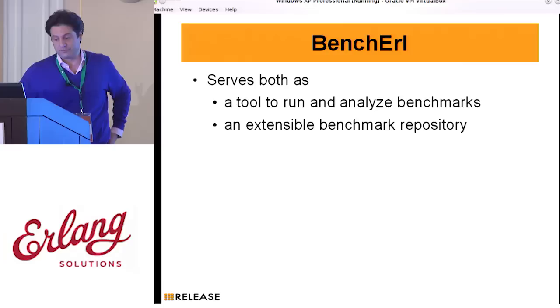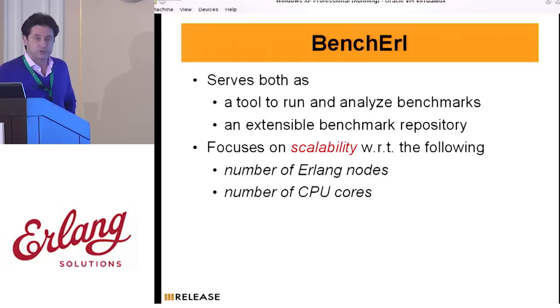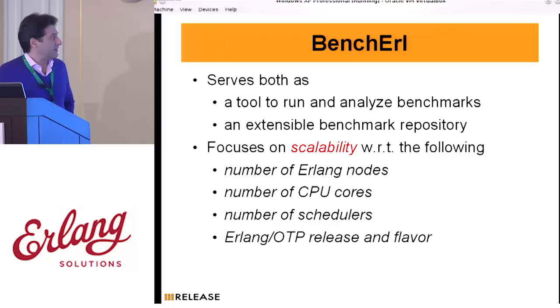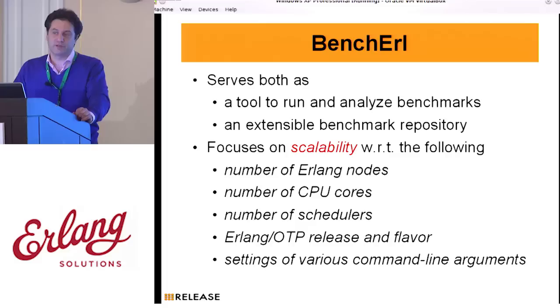It focuses on scalability with respect to the following parameters: the number of Erlang nodes, if you have distributed benchmarks; the number of CPU cores that you have on a single VM; the number of schedulers that you start the VM with; the Erlang/OTP release and flavor that you are using; and settings of various command line parameters. So you can play with all these things and find measurements that show how your favorite Erlang system performs if you tweak, say, some command line arguments. Like, how do you map schedulers into threads, into cores?